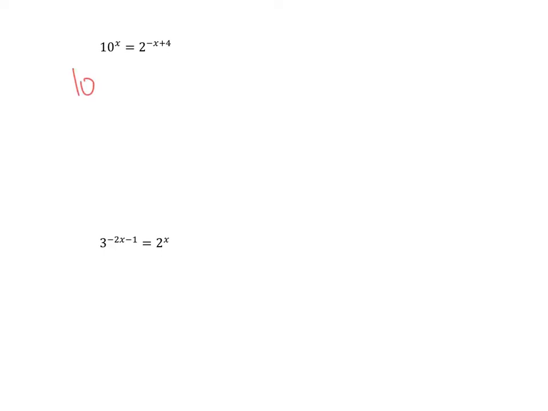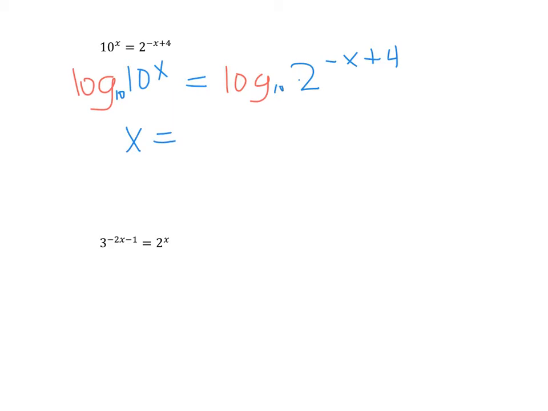We're going to take log of 10 to the x, and then also common log of 2 to the negative x plus 4. On the left, it's log base 10, remember, because it's the common log. So that means what we are left with is just the x. So we have x equals, but because this is log base 10 and then it's 2 to an exponent, this stays just as common log of 2 to the negative x plus 4.